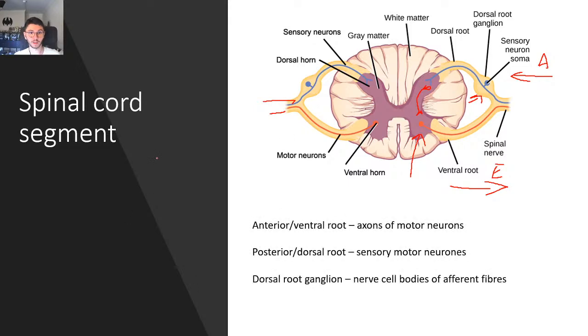To summarize all this, the anterior or ventral root is motor neurons, the posterior or dorsal root is sensory neurons, and the dorsal root ganglion is where the nerve cell bodies of the afferent fibers are found. So that's a summary of the spinal cord segment.